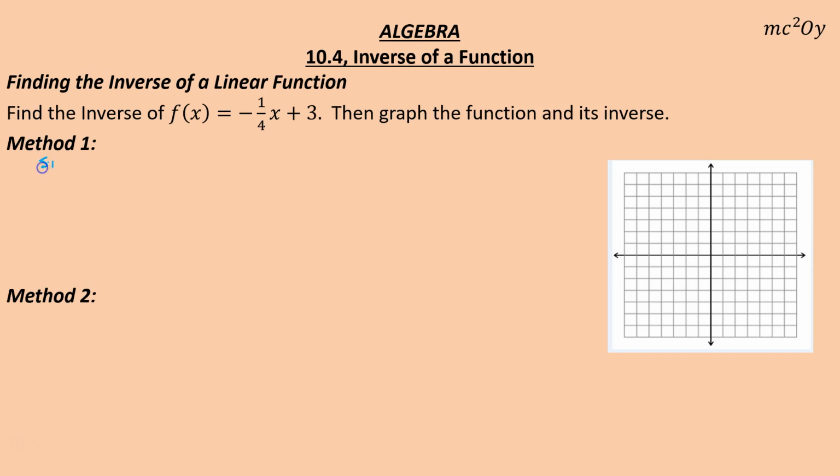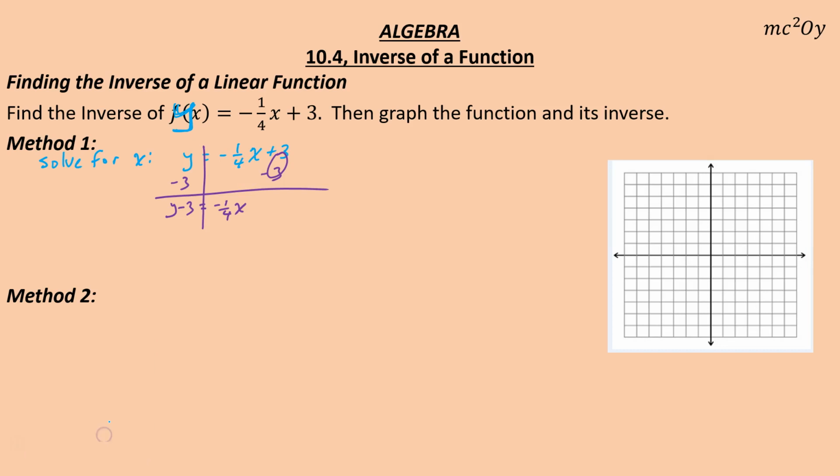Method 1, first, we always solve for x. Once again, I'm going to make this a y equals. So I have y equals negative 1/4 x plus 3. First step, subtract that 3 over. So subtract 3 from both sides. I have y minus 3 equals negative 1/4 x.